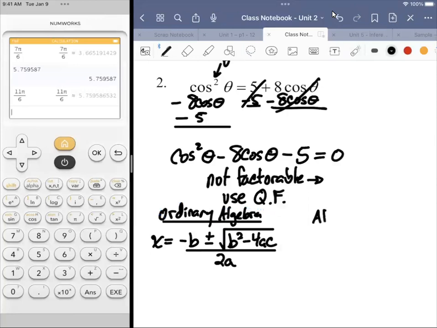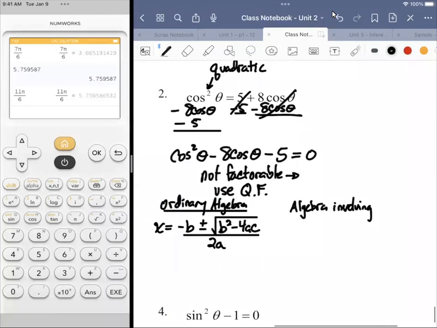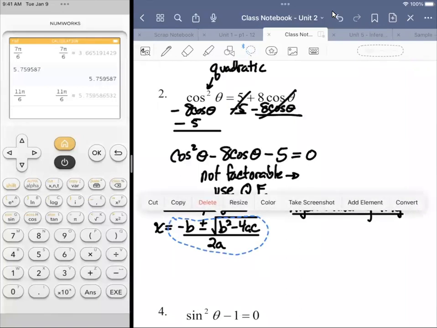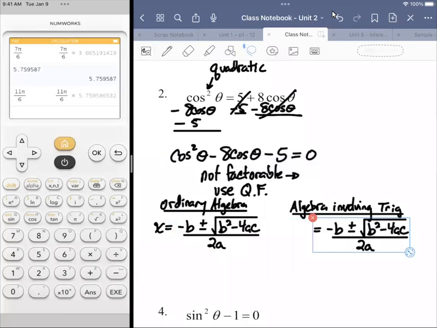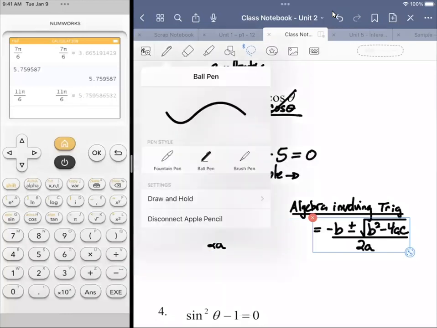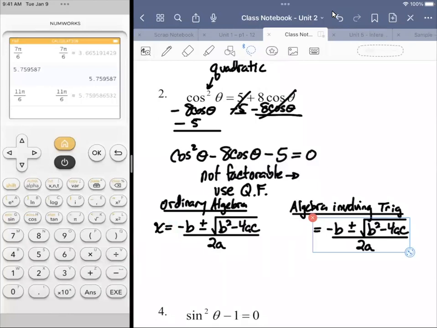For algebra involving trig, it's still the same right-hand side. All of this is still going to be the same, except the variable is not x. Oh, my pen just kind of crapped out on me. Weird. It's sort of registering it, but oh, you know why? I need to get out of there.